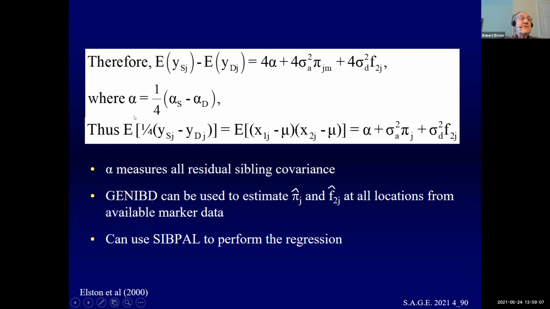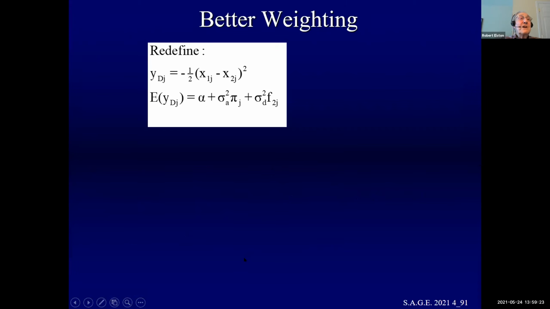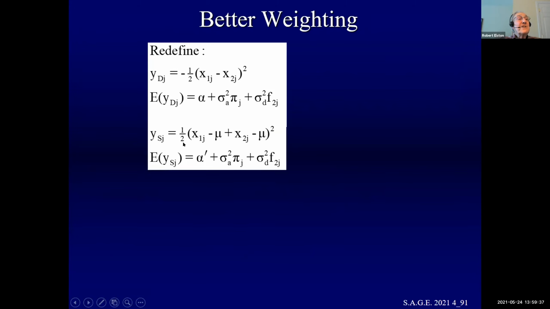Now we have two different ways we can look at the difference, which was the original Haseman-Elston. We can also put in the sum. But remember, to do the sum, we have to do something about these means here because we don't know what they are. And in fact, let's redefine the difference as minus a half this. And so we have this at the trait locus. Let's look at the sum of this. We have a different baseline, but we have the same thing going on at the end, okay?